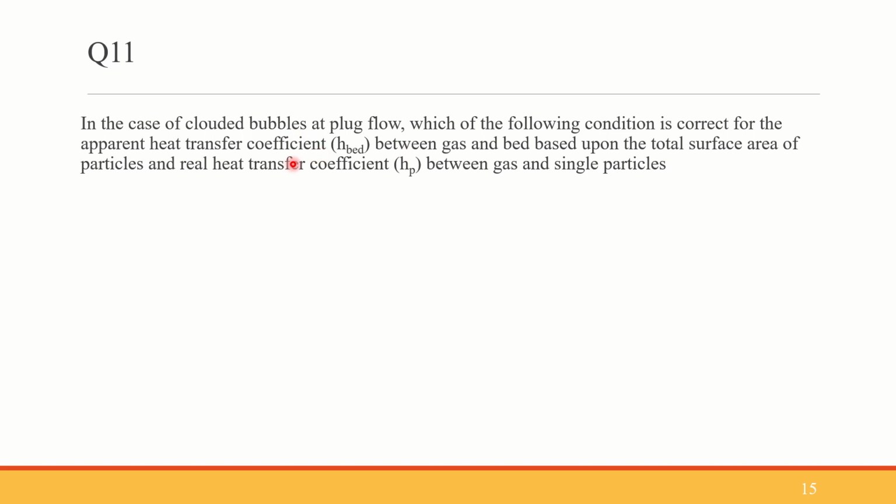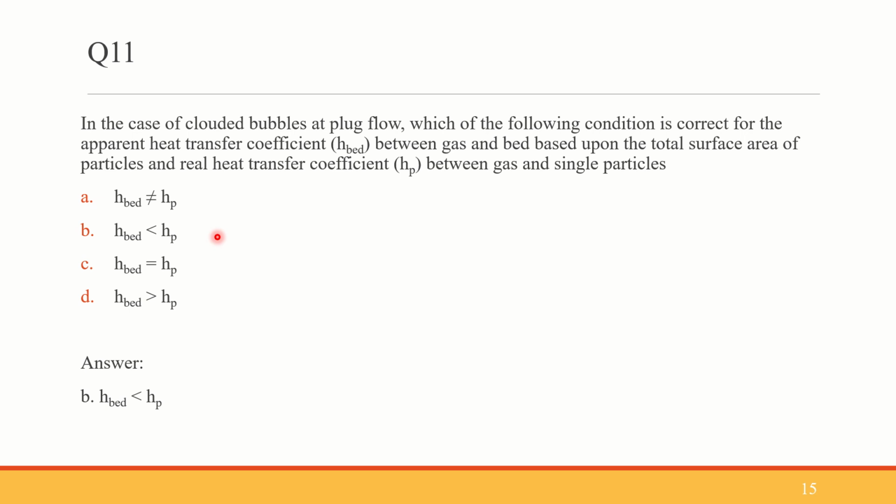We'll look at the options. Option A, H bed is not equal to HP. Option B, H bed is less than HP. Option C, H bed is equal to HP. Option D, H bed is greater than HP. So the answer is actually option B, H bed is less than HP.